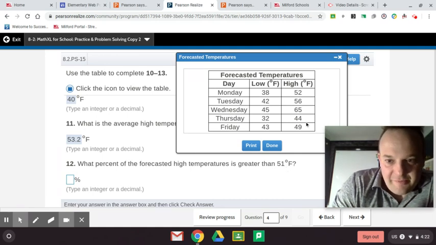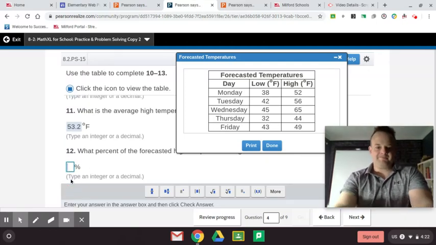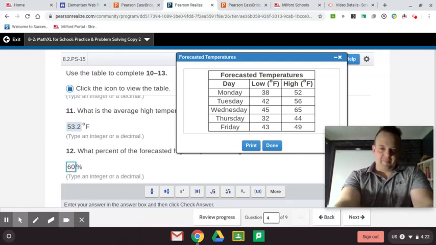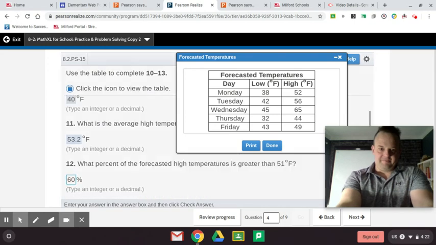So greater than 51, that's greater, that's greater, that's greater. So these are not greater. I have 3 temperatures out of 5 that are greater than 51. That's a good question. 3 out of 5 is 60%.